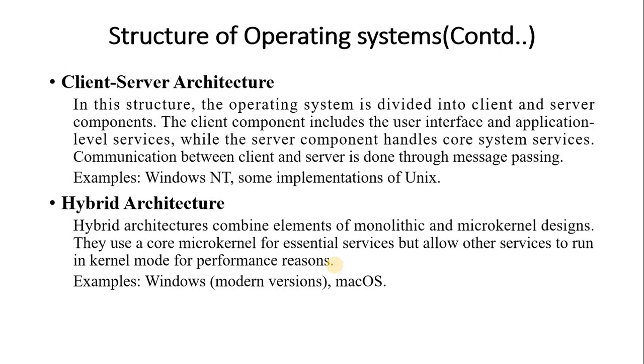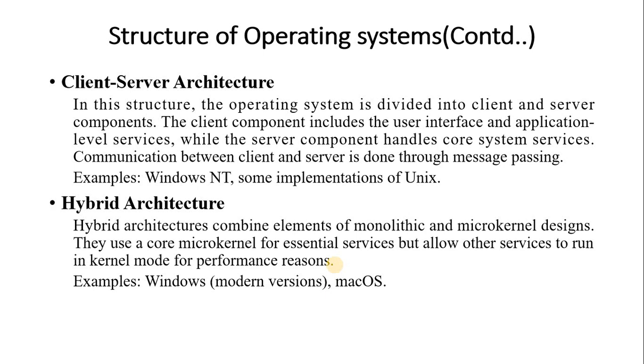Next we have client-server architecture. In this category, the operating system is divided into client and server components, where the client component includes the user interfaces and the application level services, while the server component handles the core system services. The communication between client and server is done through message passing. Message passing is a concept in operating systems which we will be dealing with in the coming videos. The examples of this client-server architecture are Windows NT and some implementations of the Unix operating system.